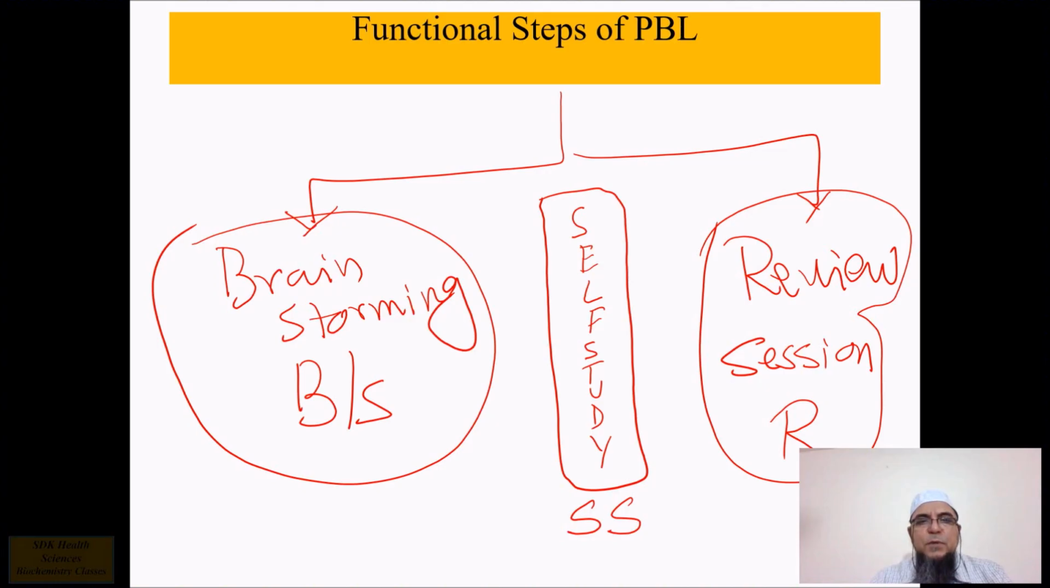So the functional steps of the PBL are: we have a brainstorming session, we have a review session, and in between the brainstorming and review session there is a self-study component or self-study session. Now the brainstorming session, this is the first session of the PBL.